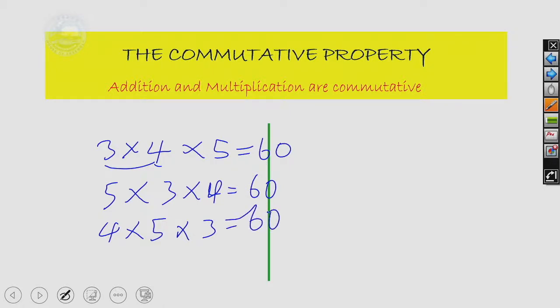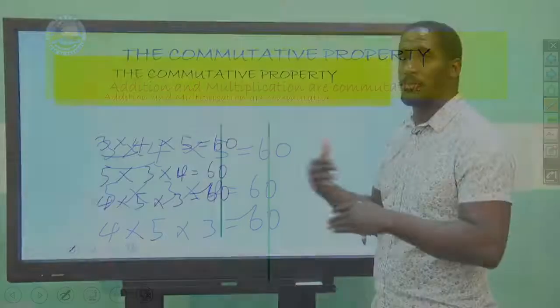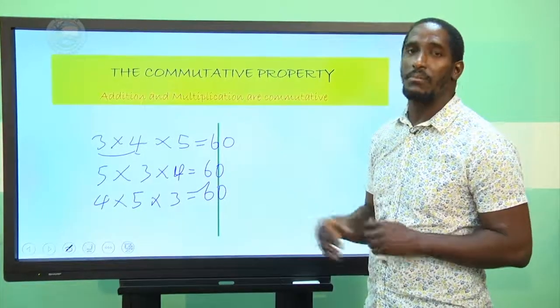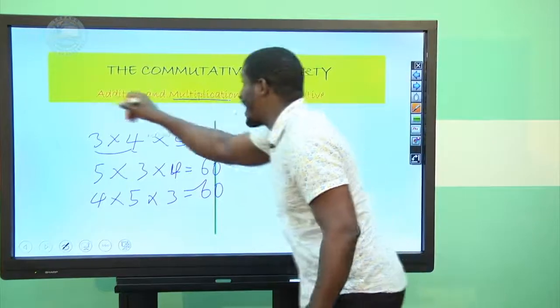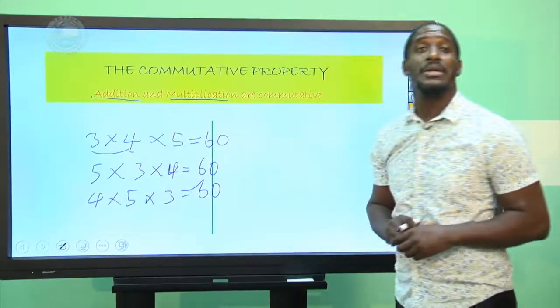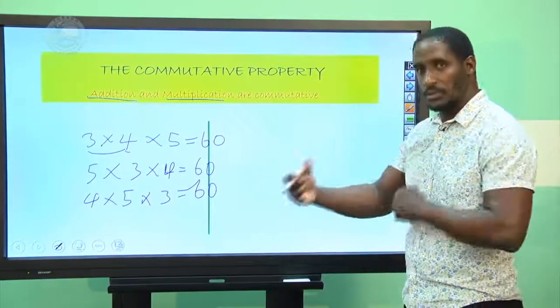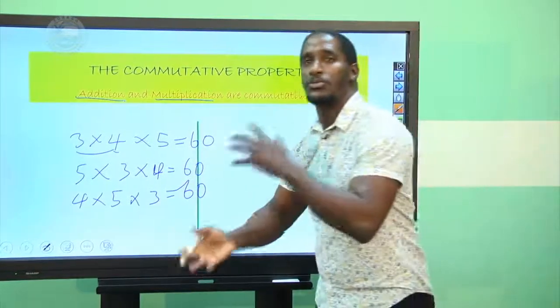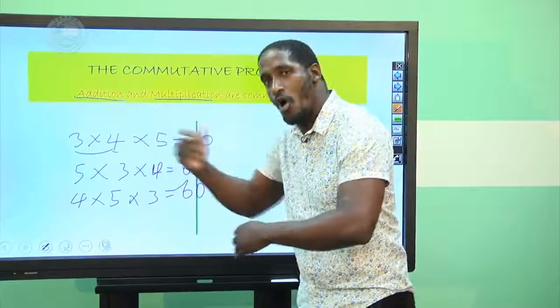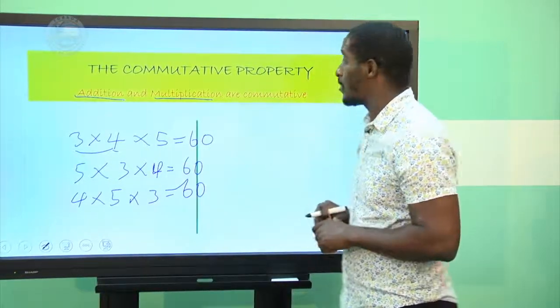Here we recognize that regardless of how we arrange the numbers in this multiplication problem, the answer is still the same. And that's the commutative property. The commutative property says that the ordering of the numbers does not matter. The answer for multiplication and addition only would remain the same. So in doing our multiplications and our additions, we can switch around our numbers, change the ordering of our numbers. The answer is still going to be the same.